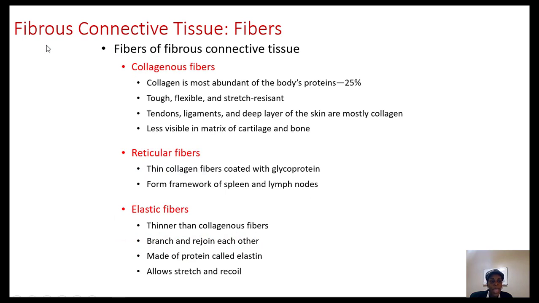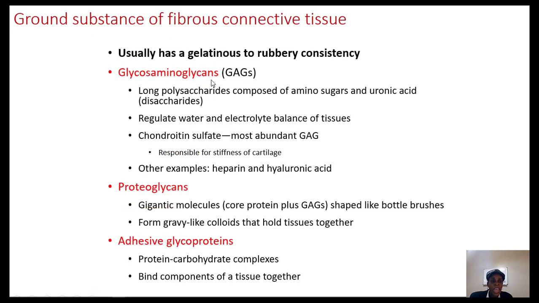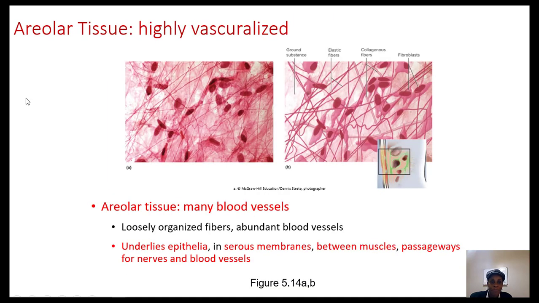How many types of fiber do we have? Three. Collagen fibers, reticular fibers, elastic fibers. And the ground substance of fibrous connective tissue is usually of gelatinous to rubbery consistency. So they look like gelatin. So those can be glycosaminoglycans or GAGs, proteoglycans or adhesive glycoproteins, or just a mixture of glyco, sugar-type, gluey stuff mixed with protein.